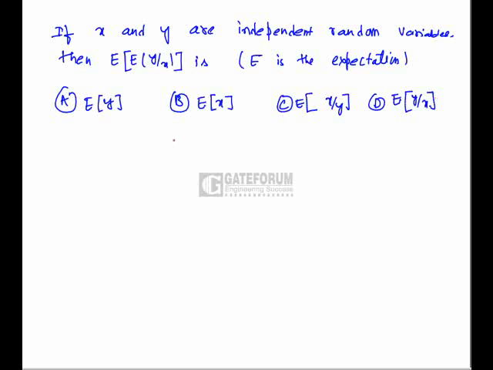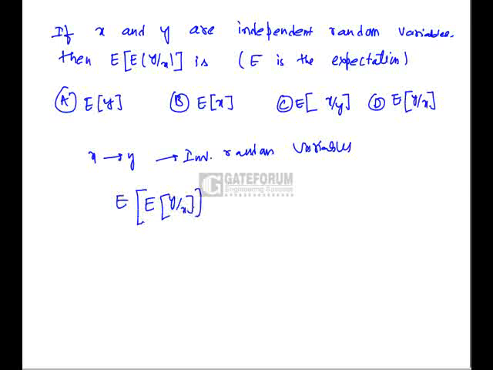Now in this problem, it is given that X and Y are independent random variables, and we have to find the expectation of Y by X. Now we know that the expectation of Y by X is nothing but a constant, that is Y. So it will be the expectation of Y. So the answer is option A.